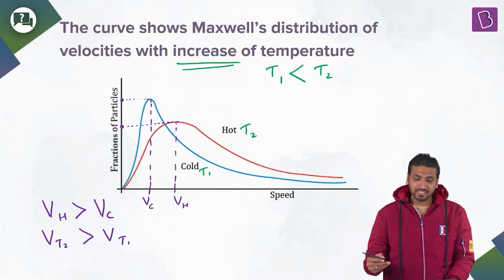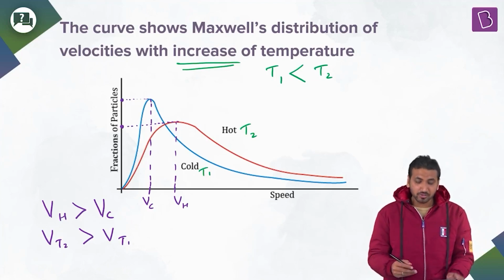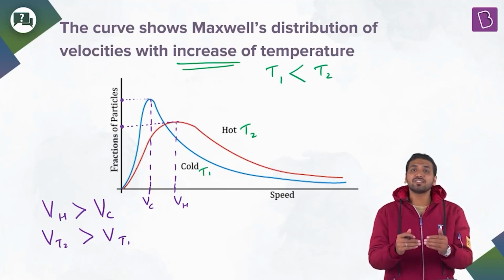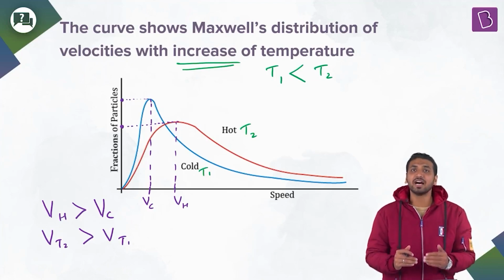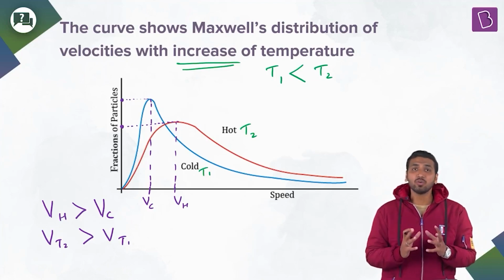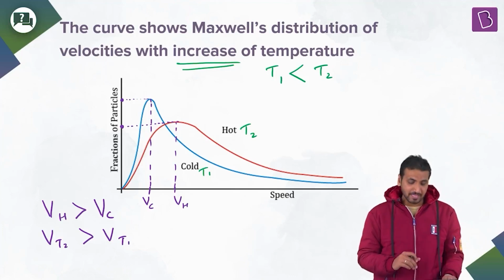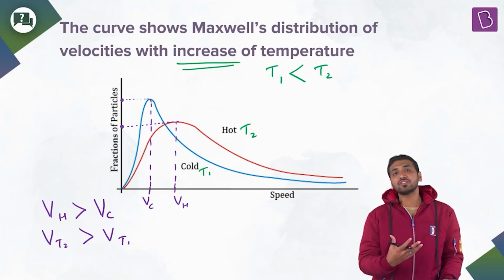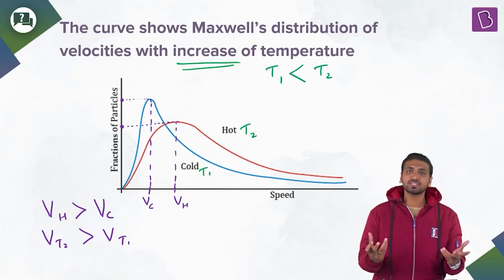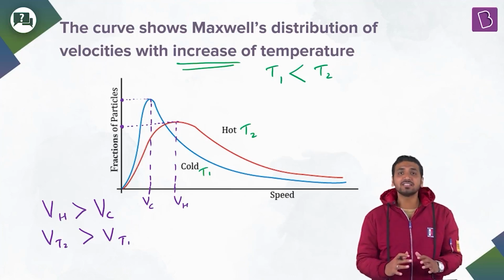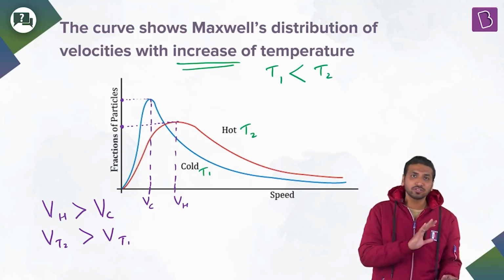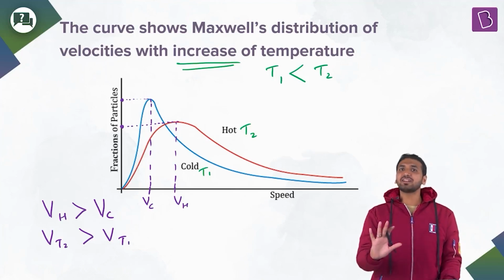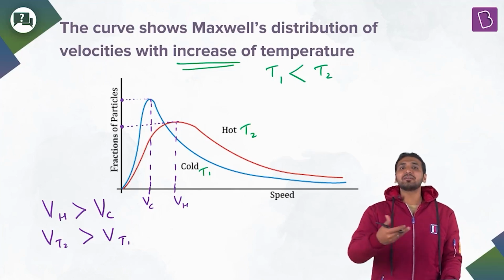When you are increasing the temperature, when you are moving from T1 to T2, the value of fraction of molecules is coming down. And why is this happening? See, the area under the curve gives you the summation of fraction of molecules with different velocity, and the area under the curve, that is the number of particles, is going to be the same. You are not increasing the number of particles, you are just increasing the temperature.